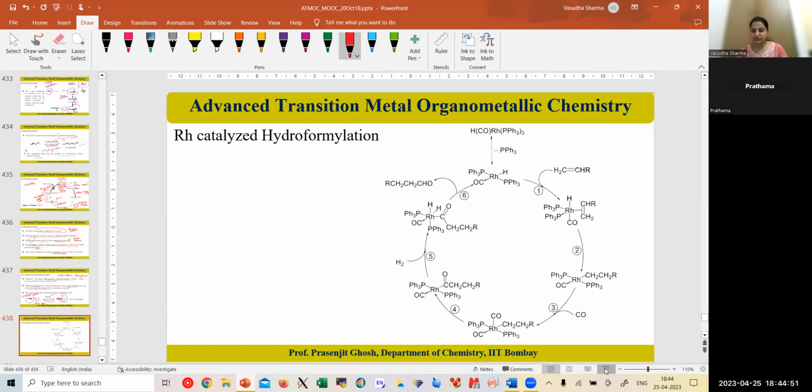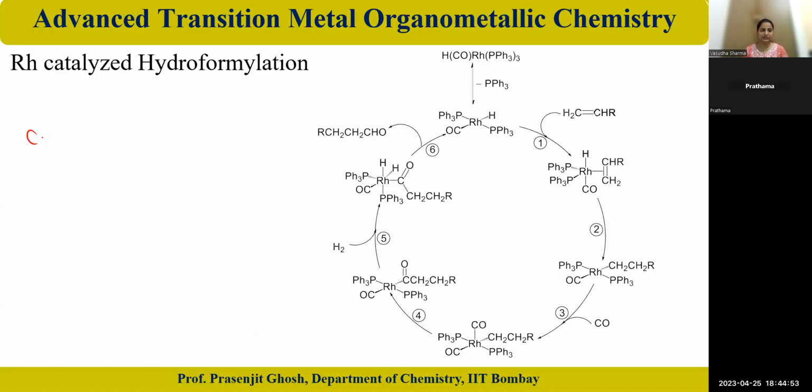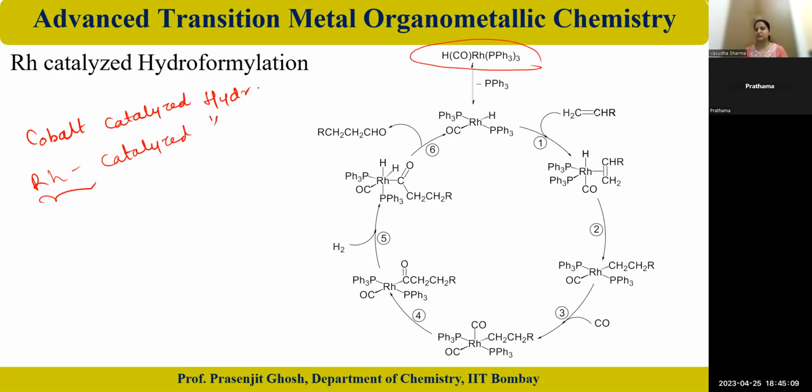So rhodium, earlier we saw the cobalt catalyzed hydroformylation. Now we are looking at rhodium catalyzed hydroformylation. The complex has been changed. So the first thing that we are using, this complex we have already seen in lecture 56, where carbon monoxide is already connected with the rhodium.